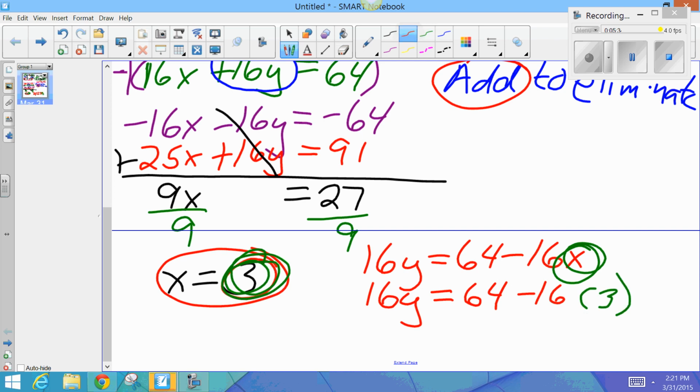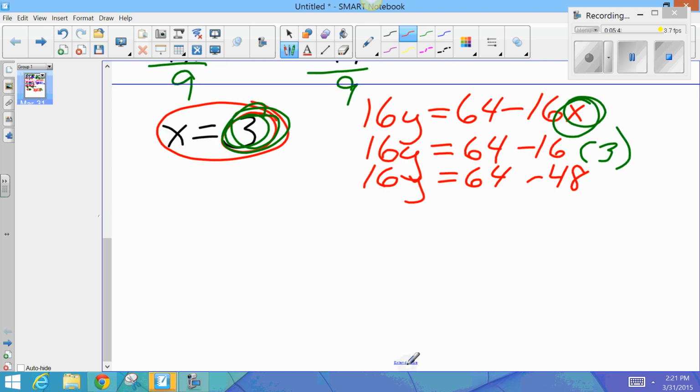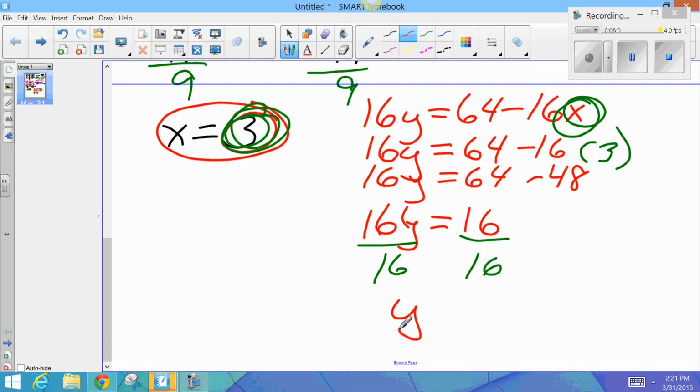I'm going to do that multiply. Negative 16 times 3 is negative 48. I'm going to bring this down: 64 minus 48 is 16. And then divide both sides by 16, and I have y equals 1. That's my solution, 3, 1.